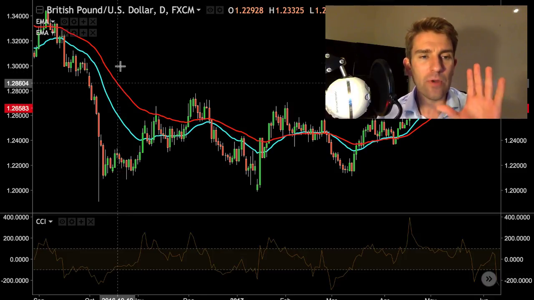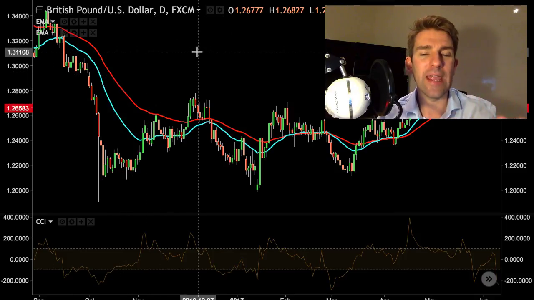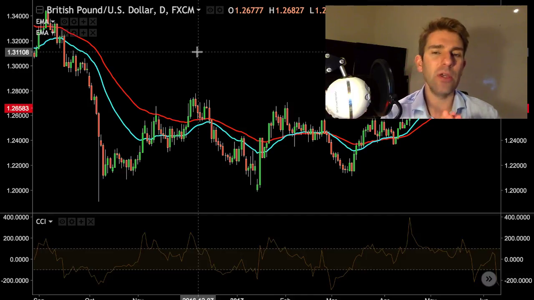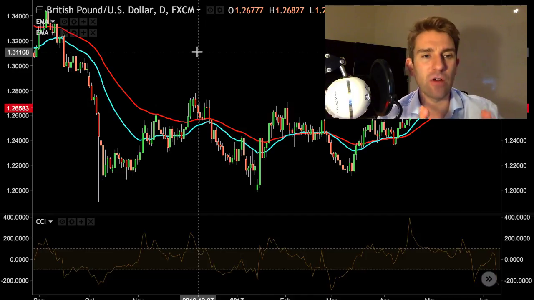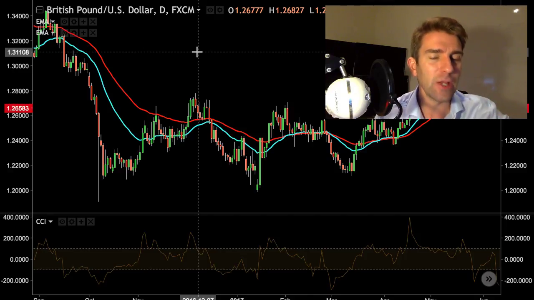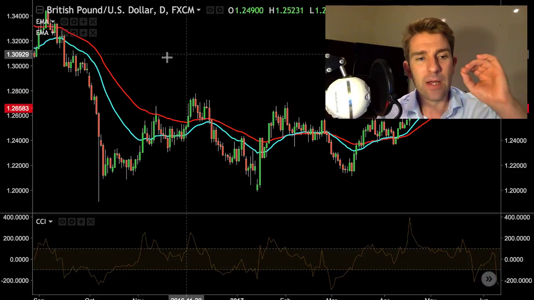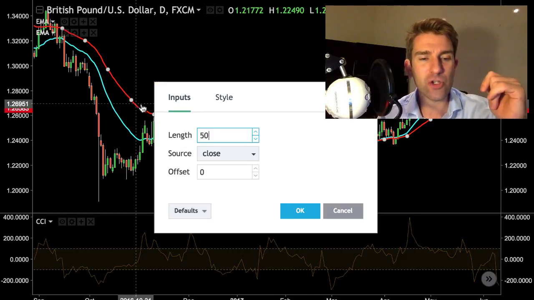So we've got a pound US dollar chart here on a daily. Now it can be used on probably any of the major currency pairs you've got out there, and I would expect even commodities like gold, crude oil, and some of the major indices, possibly stocks or not. I guess the gaps might affect it a little bit with stocks, but let's just stick to the major currency pairs for now. I have on my chart here two moving averages.